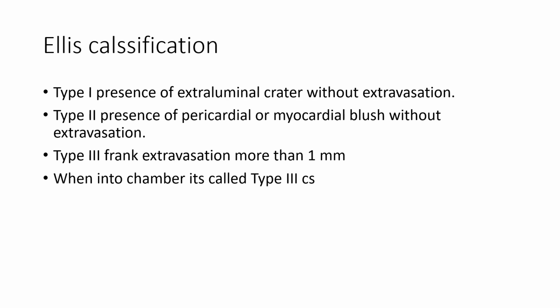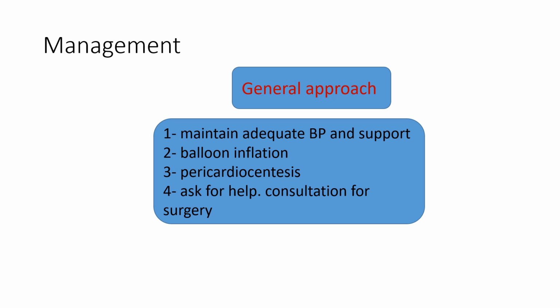The Ellis classification classifies coronary perforation into three types. Type 1 is the presence of an extraluminal crater without extravasation. Type 2 is the presence of pericardial or myocardial blush without extravasation. Type 3 is frank extravasation of more than 1 millimeter. In our case there was a frank extravasation plus myocardial and pericardial blush. When the perforation is into a chamber, it's called type 3 cavity spilling.